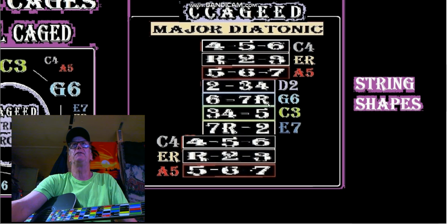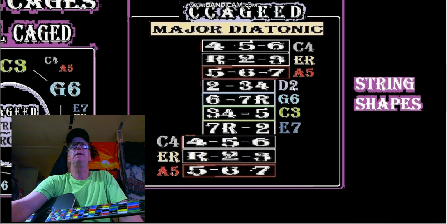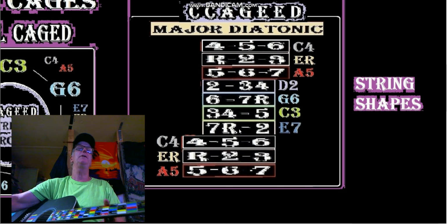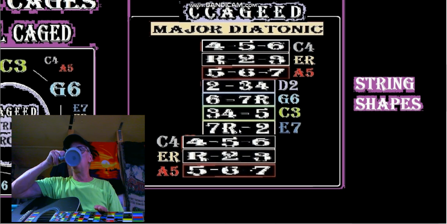So the fifth of C is the G string shape. The fifth of the G string shape, 6, 7, root, is the D string shape, 2, 3, 4. Fifth of G is D, the fifth of D is A, and that kind of thing. There's a little peculiarity between C and E. The fifth of E is C, and when you're going down, the fourth of the C string shape is the E. But when we're using the numbers, and only the numbers, it gets easier.